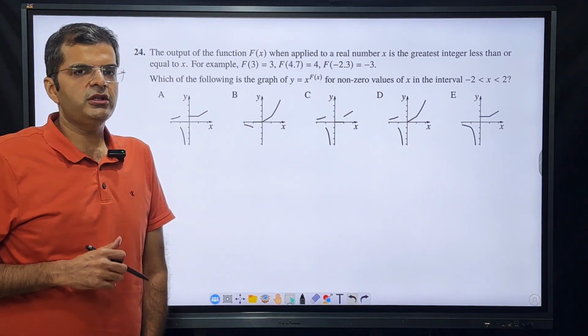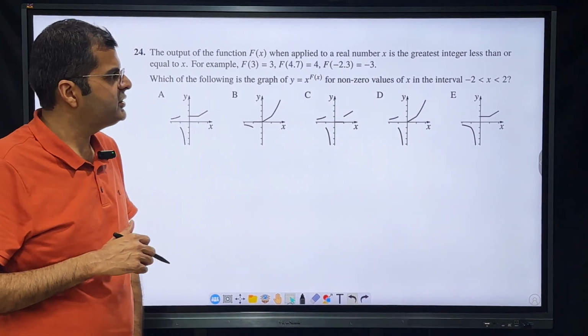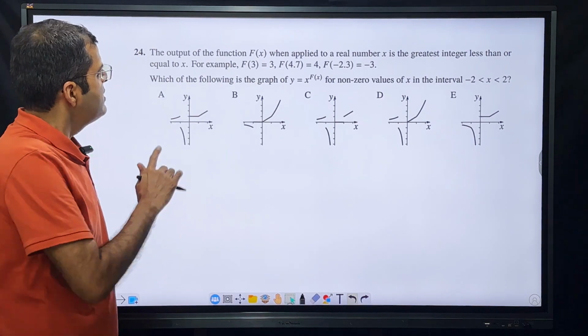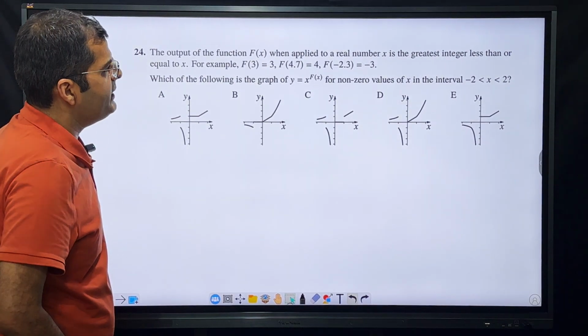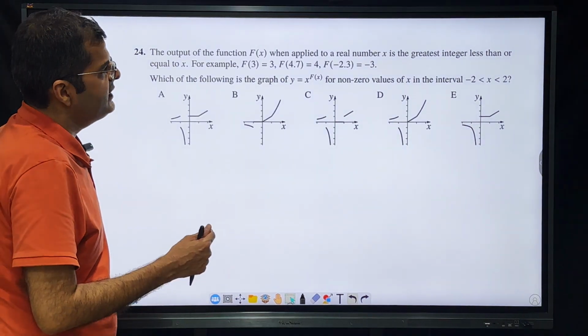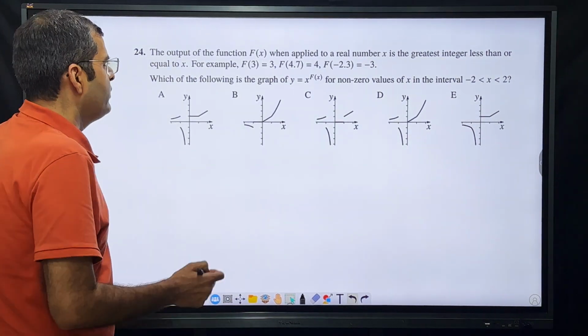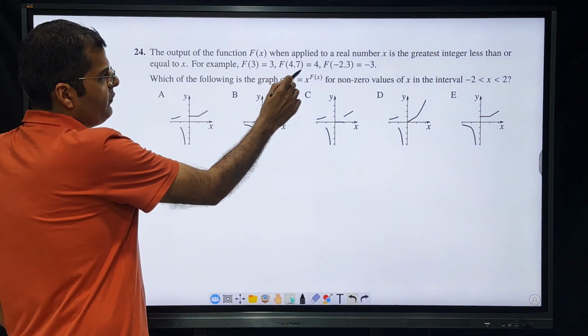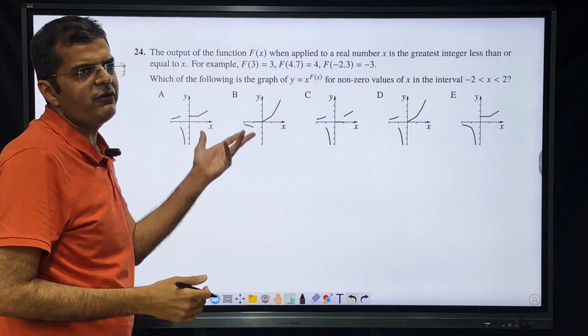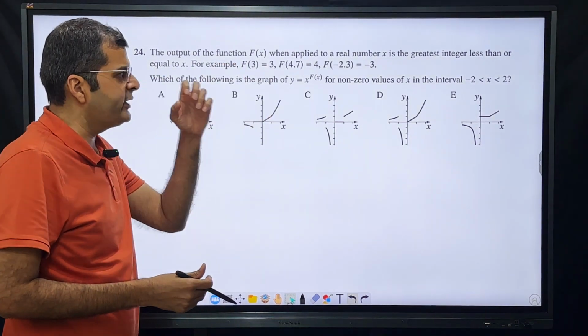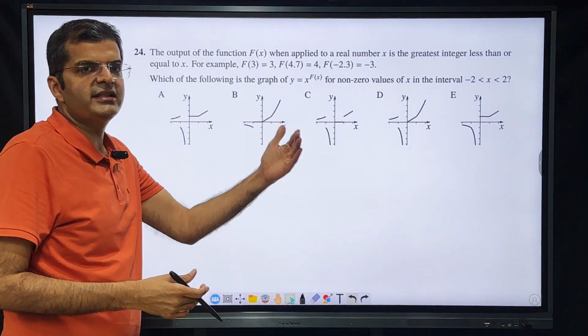So this is the 24th question of the UKMT Senior Mathematical Challenge in the year 2025. It says the output of the function f of x when applied to a real number x is the greatest integer less than or equal to x. For example, f of 3 is 3, f of 4.7 is 4, f of minus 2.3 is minus 3.